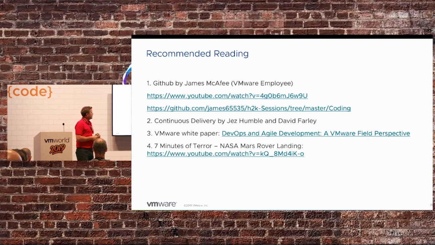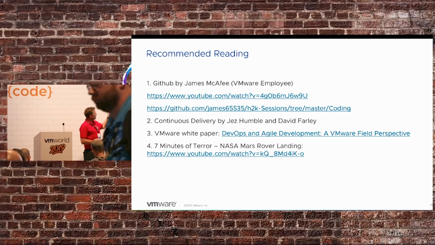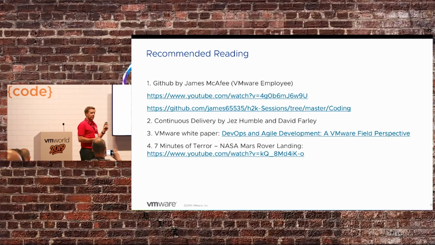So here's some recommended reading, which you feel free to take a photo of, or I think you will get the slides at the end so you can go through this. There's a video by our own James McAfee, one of our VMware employees. He's written a really good YouTube video there, and we used that a lot to help us with our GitHub programming. We use GitHub, but we really didn't scratch the surface of how much more you can do with it. Then there's a book by Jez Humble, a couple of white papers, and the 7 minutes of terror video. I need a louder microphone, clearly.